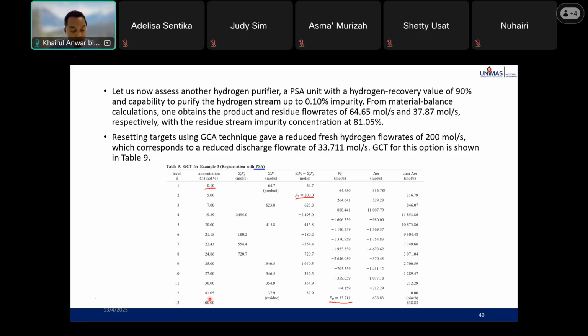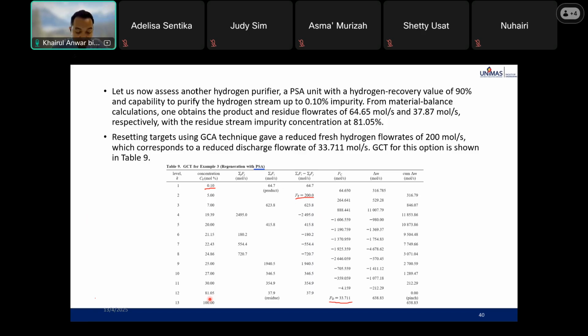Next is the next example: regeneration with pressure swing absorption connected to purify hydrogen, and this is one of the methods as well to separate an azeotropic and zeotropic mixture. Azeotropic means the boiling point is almost the same for the materials, so it's not easy to separate using normal distillation. So you use pressure swing.